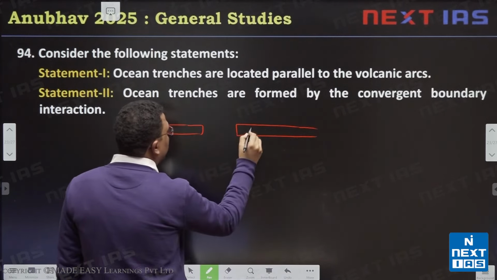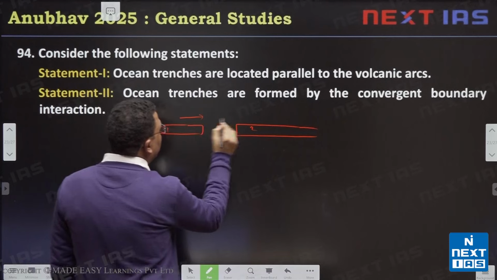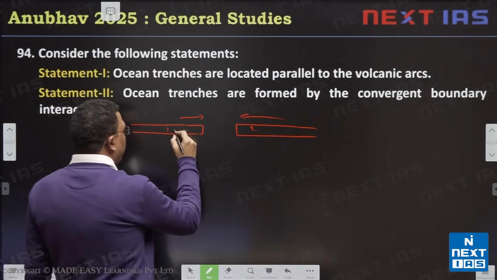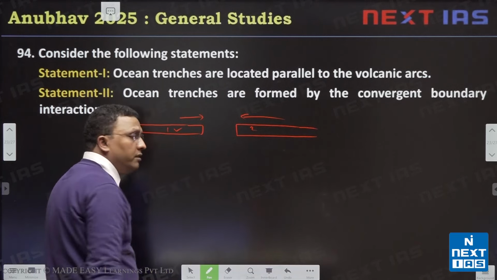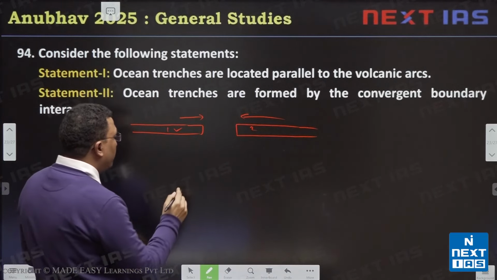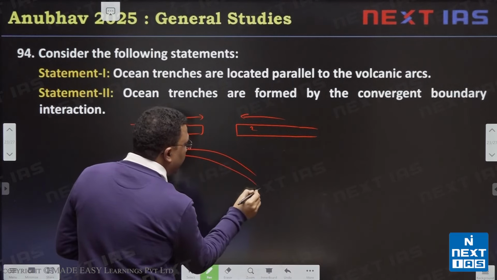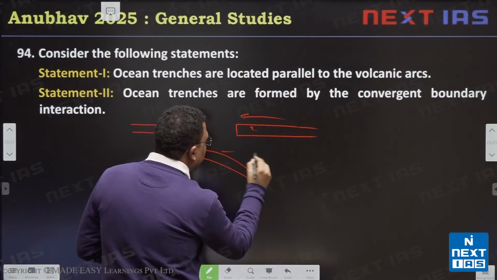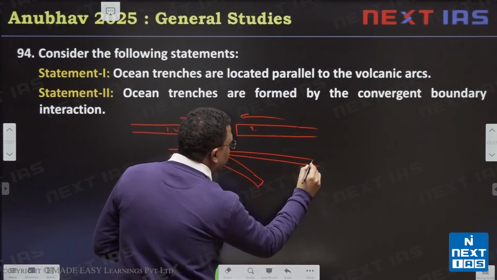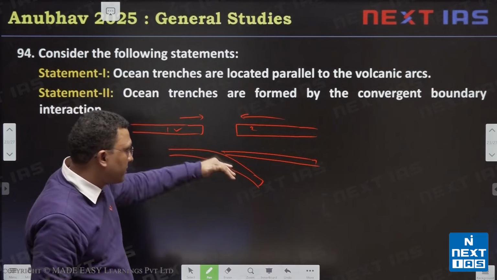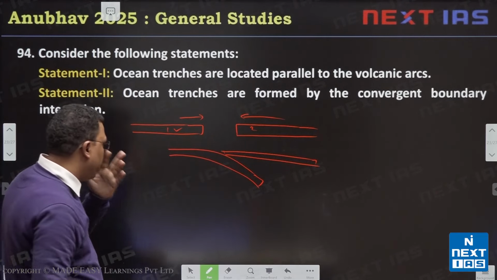This is plate 1, 2, right? They are converging towards each other. That means coming closer. And let's say this plate is denser as compared to this one, right? So when they come closer, this plate will subside below the less dense plate, right? Because its density is high, it will subside below the less dense plate.